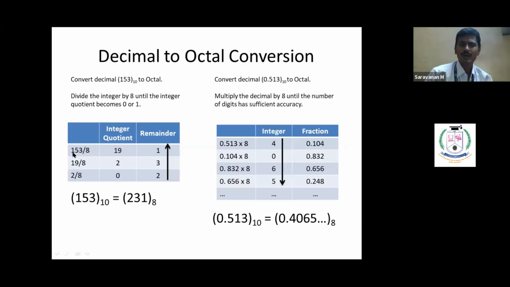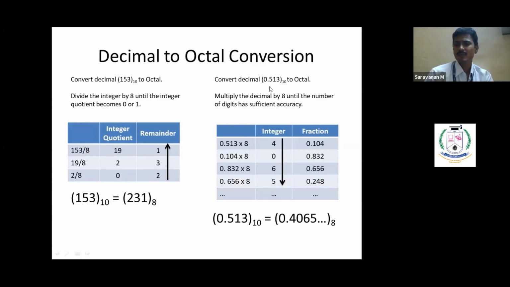For decimal to octal, take 153 divided by 8: the quotient is 19, remainder is 1. Then 19 by 8, the quotient is 2, remainder is 3. Then 2 divided by 8, the quotient is 0 and the remainder is 2. Now the representation again is read bottom to top, so it is 231. So the octal representation of 153 will be 231.